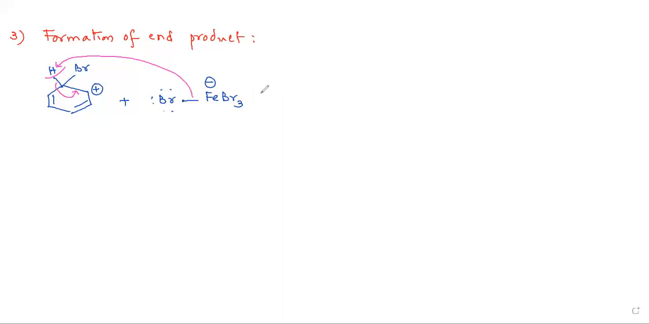But this step occurs very fast. You get your final product, plus, of course, the FeBr3 Lewis acid, which was just used for the generation of the electrophile, then HBr. So the final products are bromobenzene and the HBr, right?